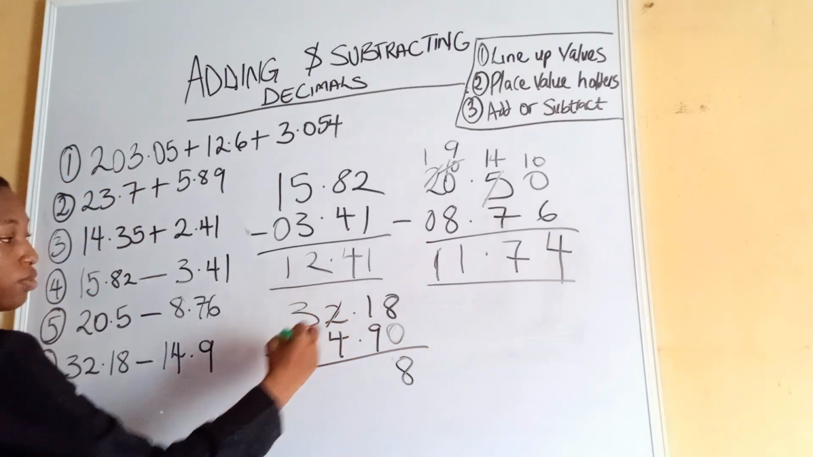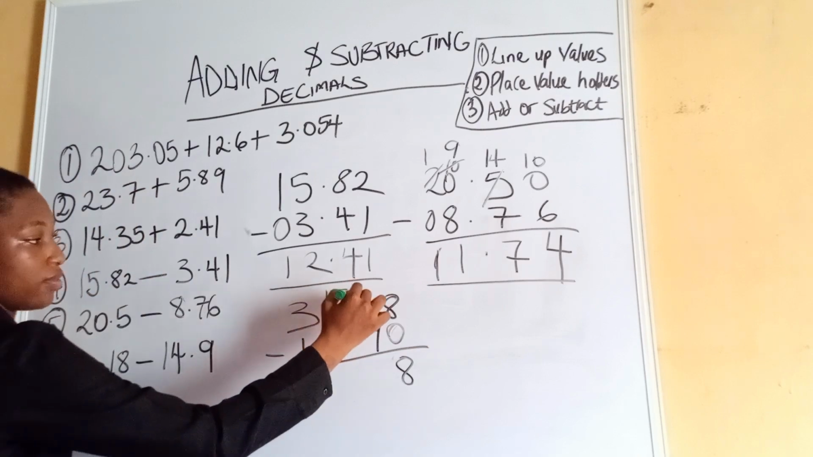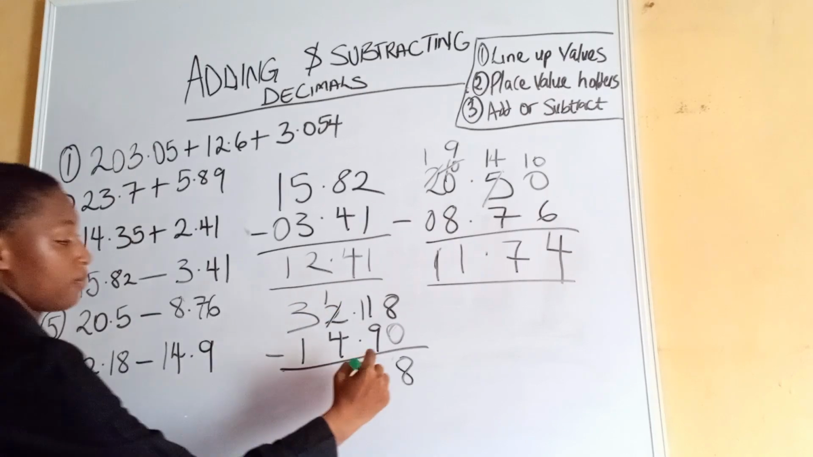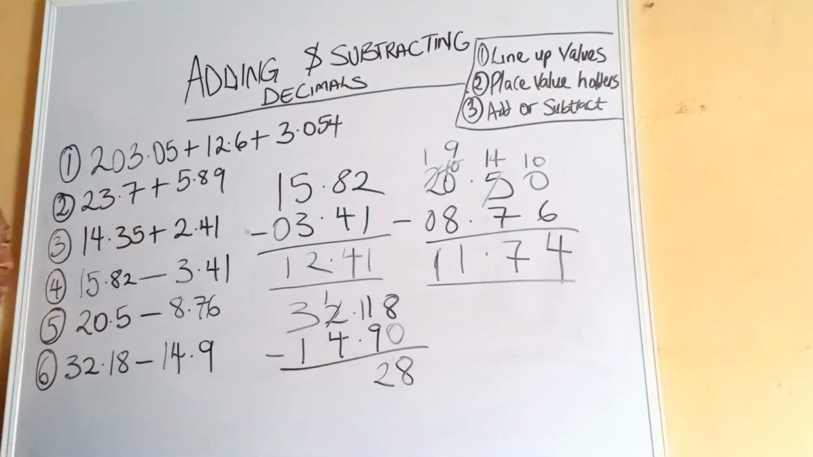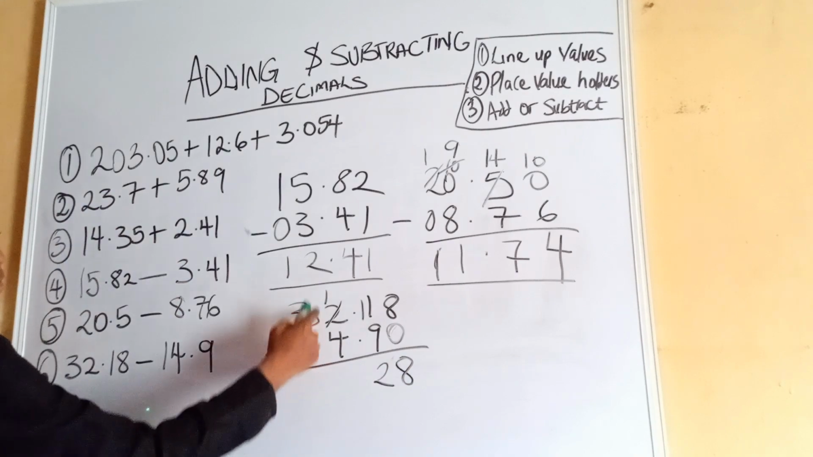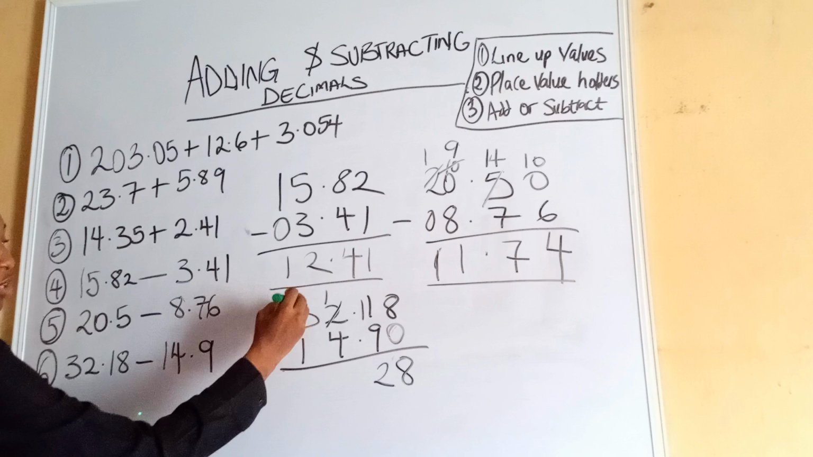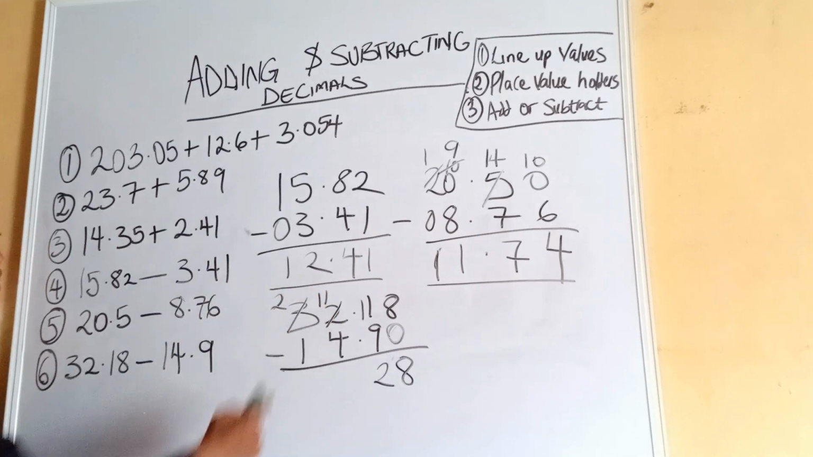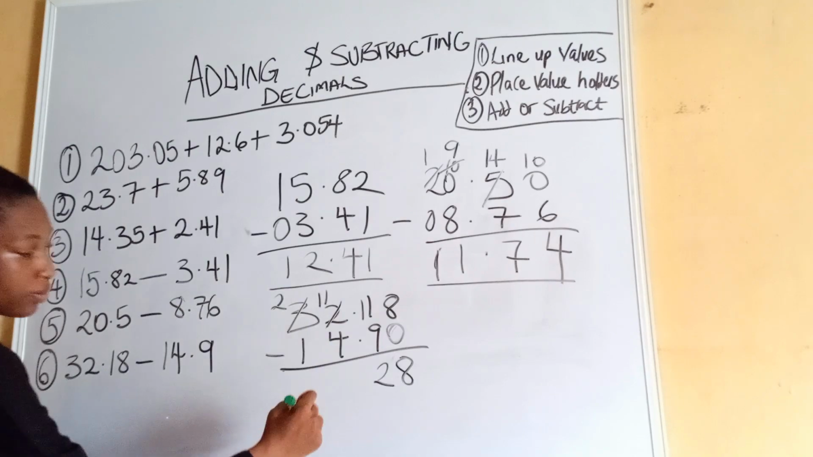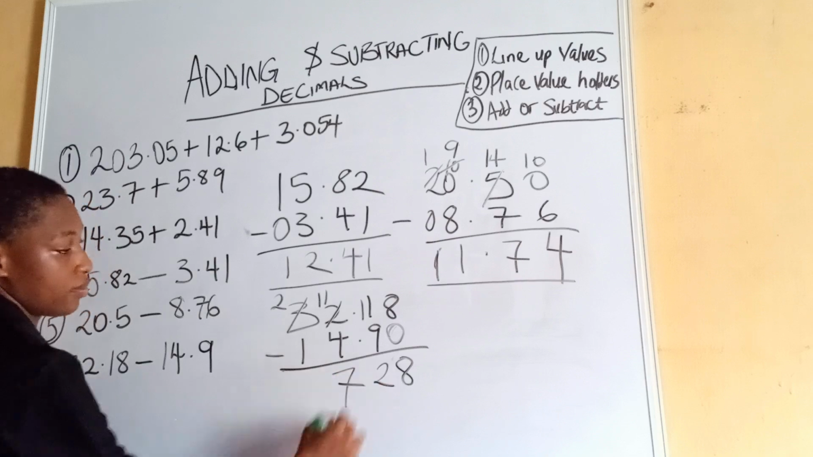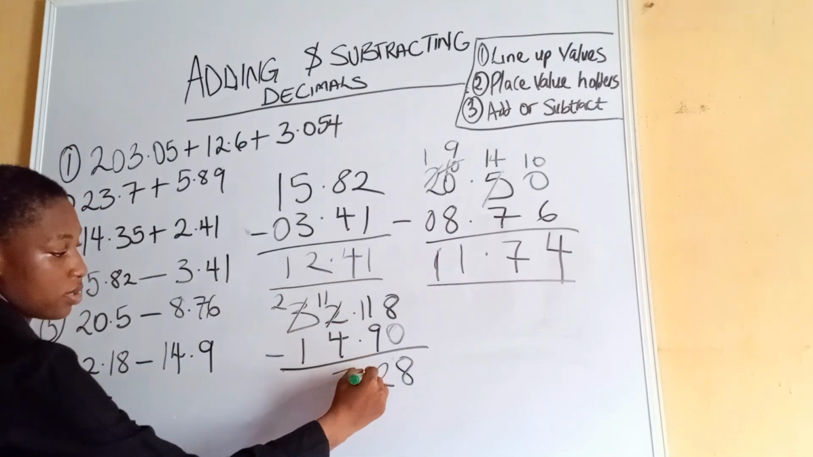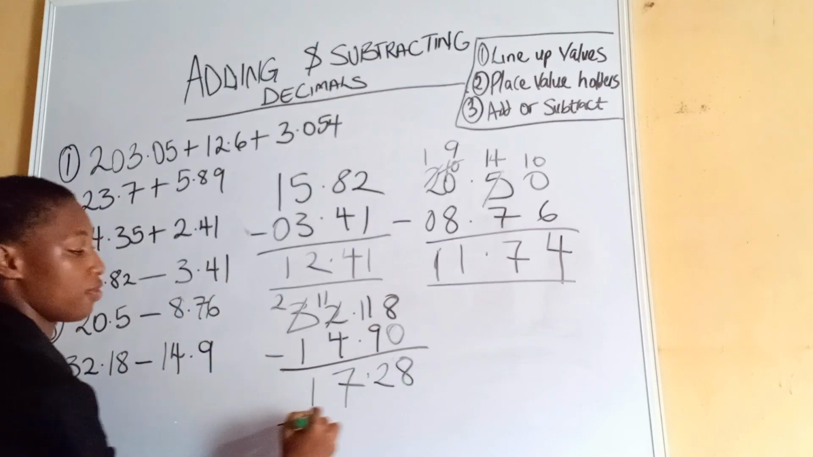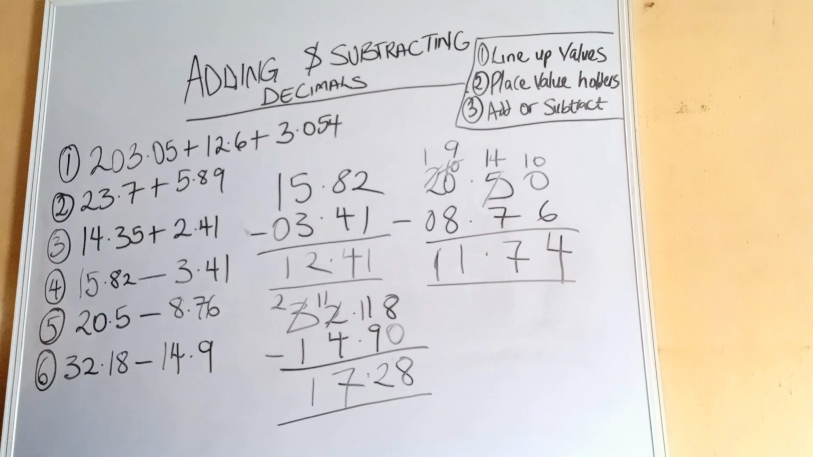You have to borrow. So 2 will become 1 here. And this will be 11. 1 will be added. 11 minus 9 is what? 2. This is 1 here. 4 is greater than 1. It shouldn't be. So you come to your neighbor and you borrow. So neighbor lends you 1. Neighbor becomes 2. And you become 11. 11 minus 4 is what? 7. Remember your decimal place. There. Let's not forget. We almost did. 2 minus 1 is what? 1. And your final answer will be 17.28.